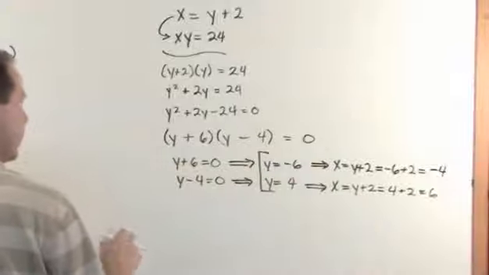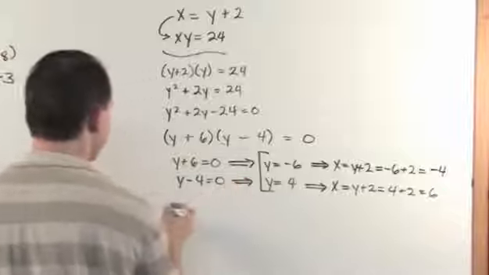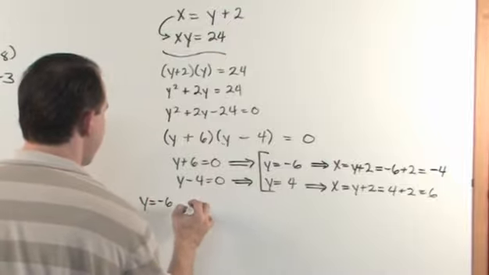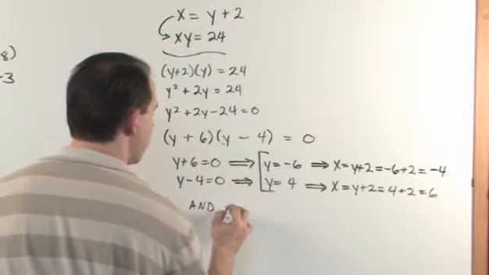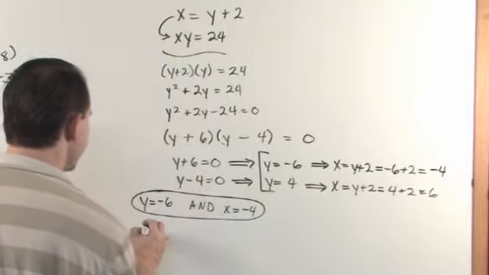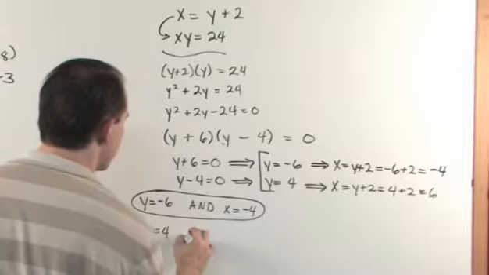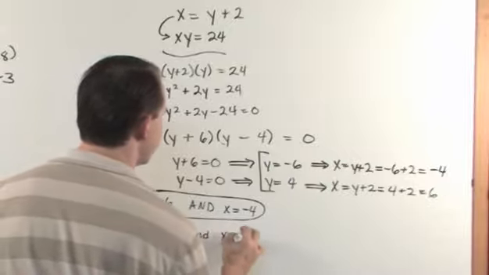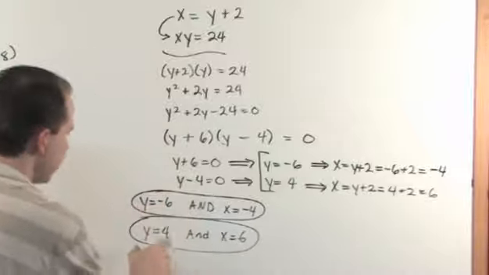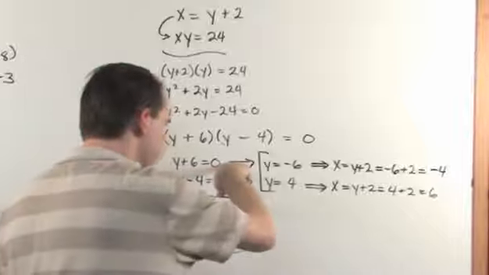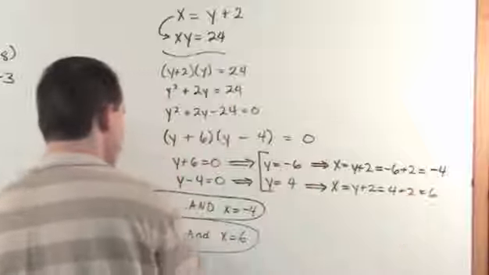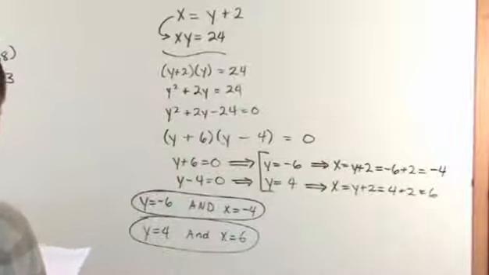So what we have found, and try not to get confused here, is two solutions. One solution is that y is equal to negative 6 and x is equal to negative 4. This is one solution, one unit. The other solution is that y is equal to 4 and x is equal to positive 6. This is another solution. You can't mix and match these. These go as a unit. I found one version of y and the corresponding version of x, and I found another y and its corresponding version of x, so they must stay together. And so those are the values there.